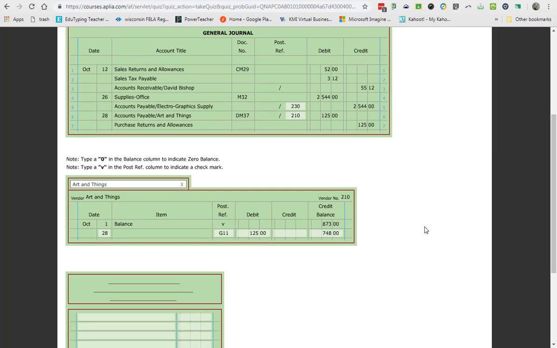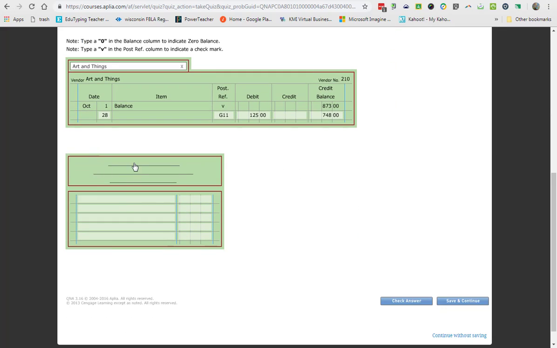So your Schedule of Accounts Payable goes in the bottom. Our business name is Graphic Inc. The name of our document is a Schedule of Accounts Payable. And the date is going to be October 30th of the current year. October 31st, yes, not the 30th, because there are 31 days in October.